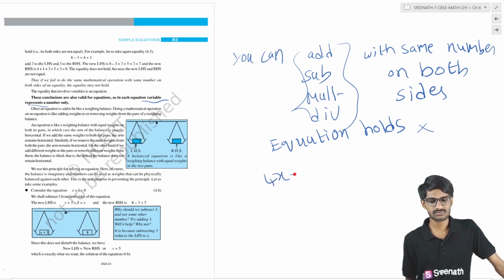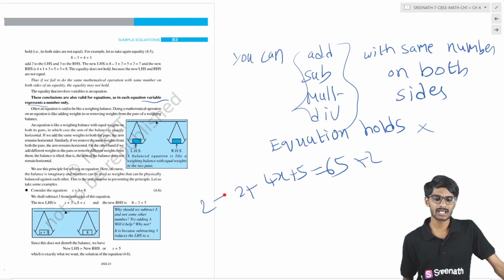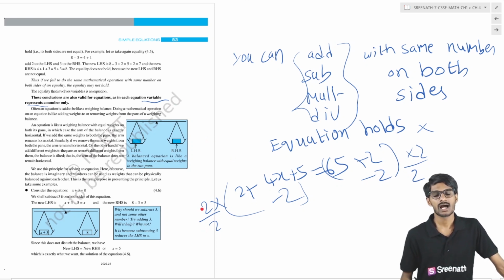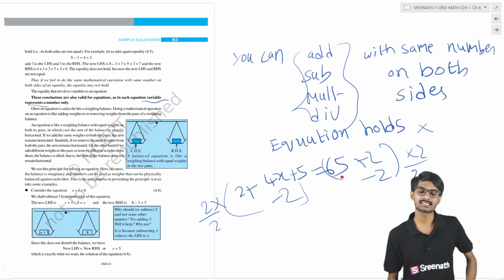Suppose there is 4x plus 5 equal to 65. You can add 2 on this side and add 2 on this side. No problem. You can subtract 2 here and subtract 2 here. You can multiply the whole thing by 2 on both sides. No problem, the equation holds. You can even divide by 2 on both sides. No problem. But whenever you divide one side and divide by another number on the right side, it changes.